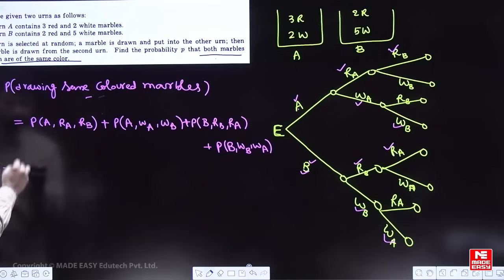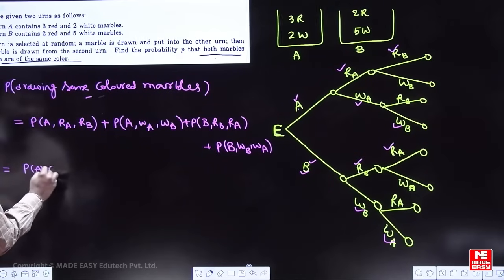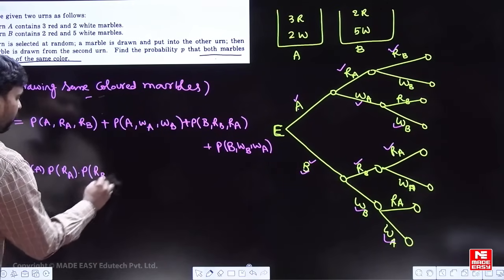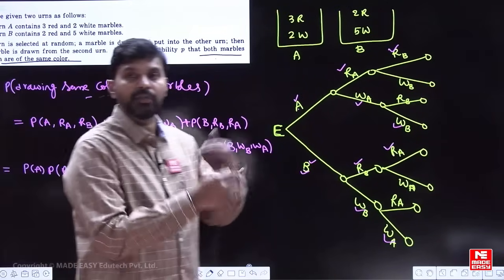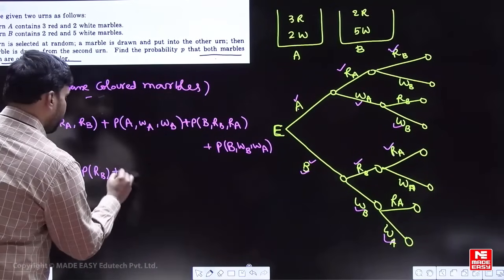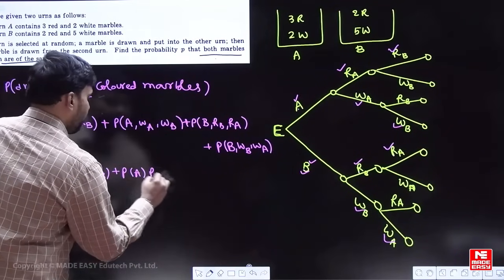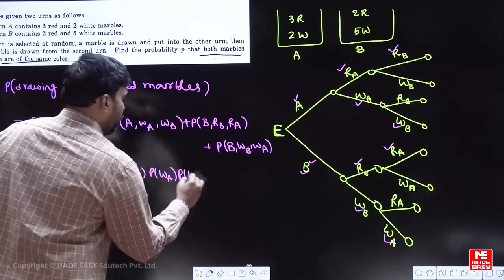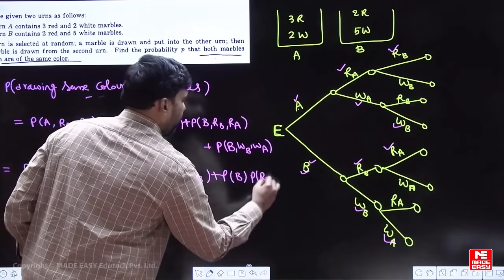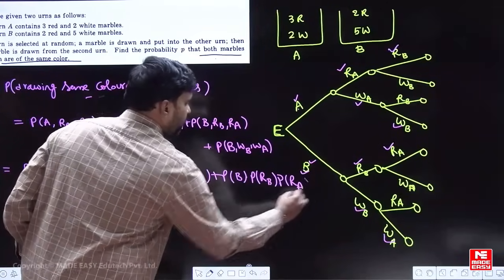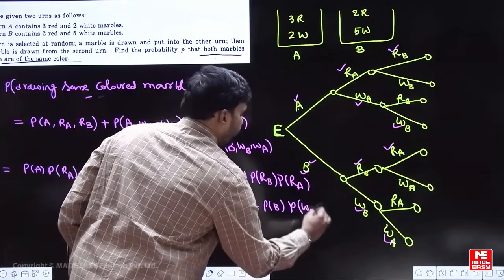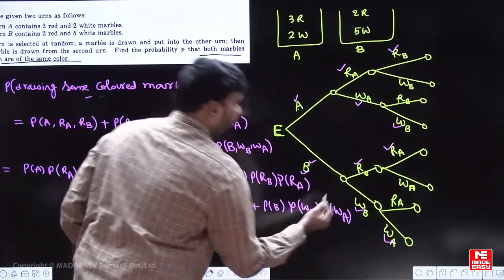Now in this case, first of all, the probability of A into the probability of RA into the probability of RB. Because when the events are happening one after the other, we multiply their probabilities. So the probability of A into this one, plus the probability of B into RB and RA, right or not? And plus the probability of B into the probability of WB into the probability of WA, my dear students.